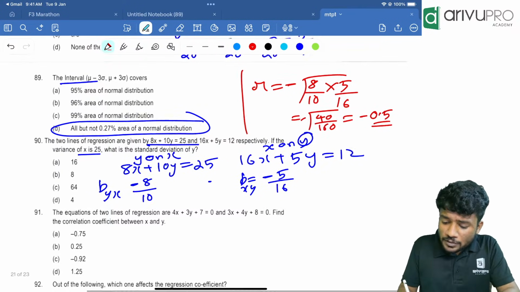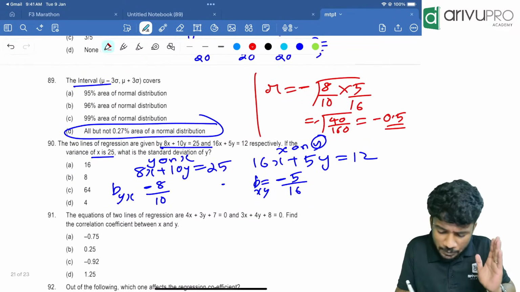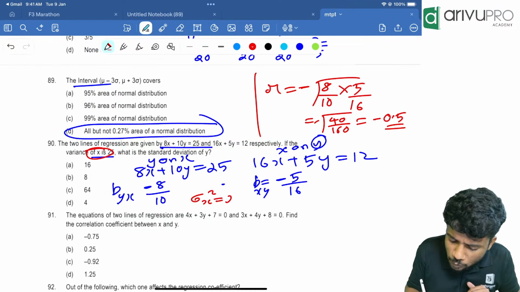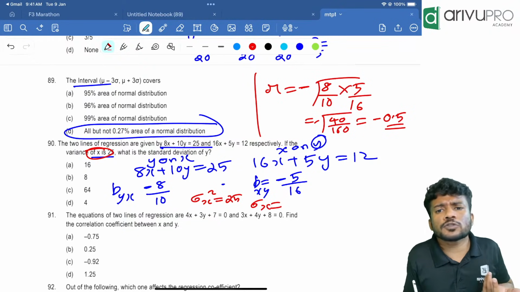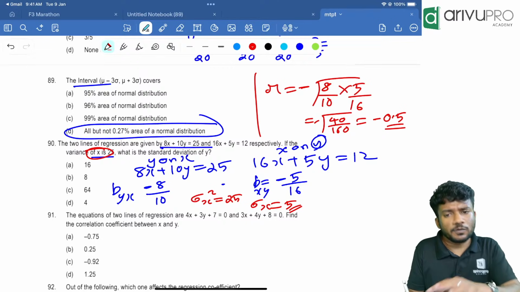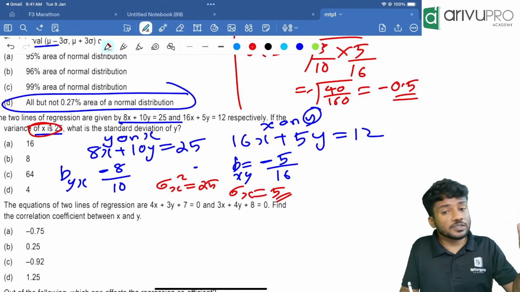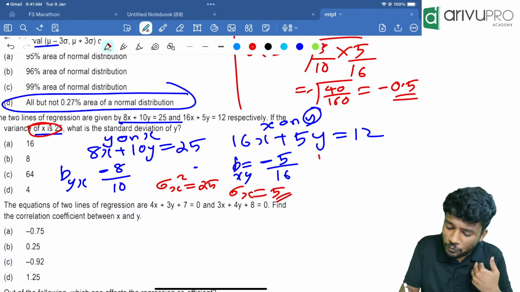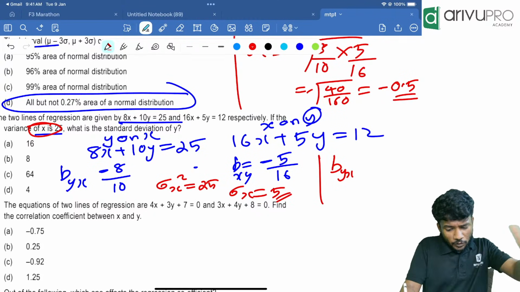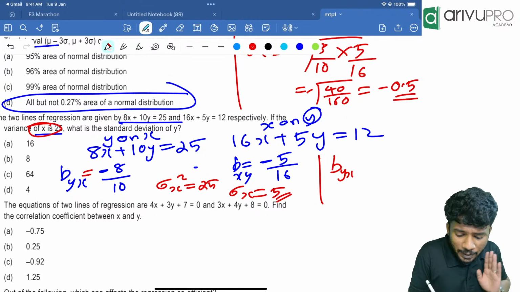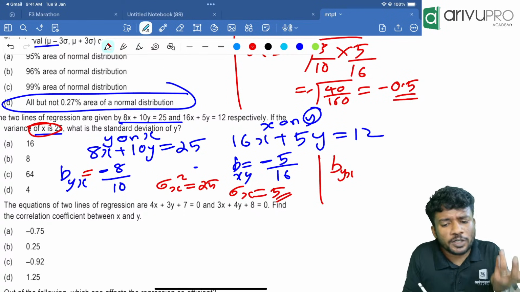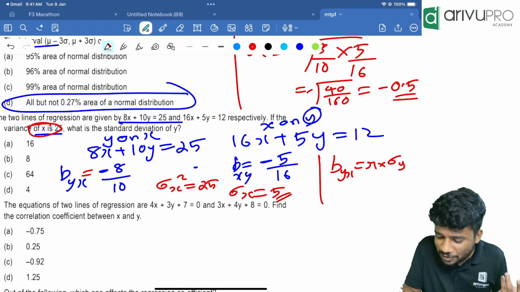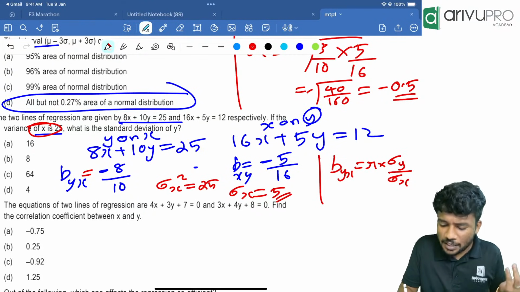Everyone got that value? Since you got the r value, now we have the given variance of x, that is sigma x square is equal to 25. Sigma x is equal to how much? Root of 25, which is equal to 5. Then what is the standard deviation of y is the question. We have byx, the value we already found. Byx is minus of 8 by 10. The formula is what?